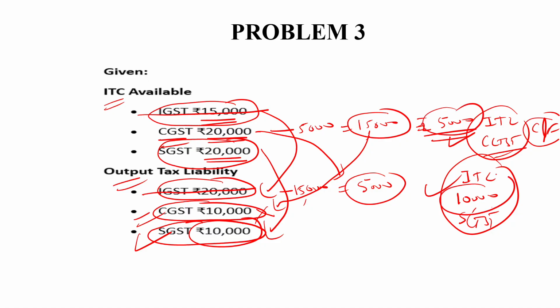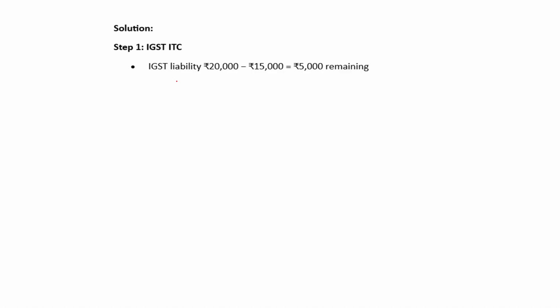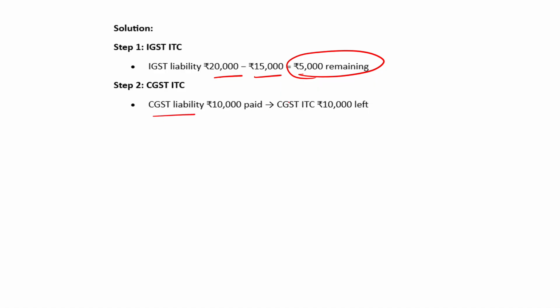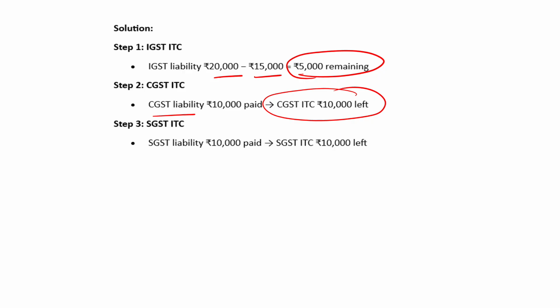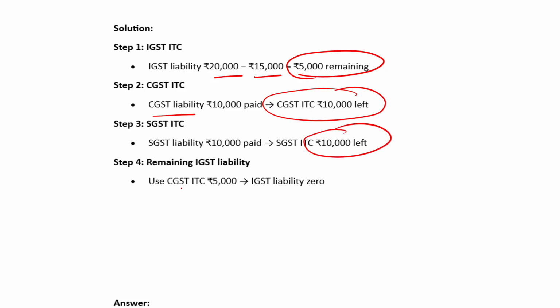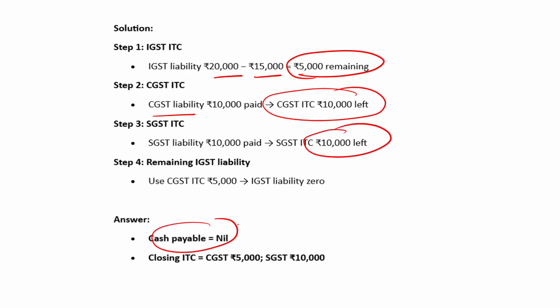So in this case we have ITC of both, that is 5,000 and 10,000. So we will see the solution in a more structured manner. First one is IGST, where we have seen why 5,000 is remaining. Then CGST 10,000 is remaining, and SGST 10,000 is remaining. So cash payable is nil because there is no liability, but CGST of 5,000 is remaining, and SGST of 10,000 is remaining.